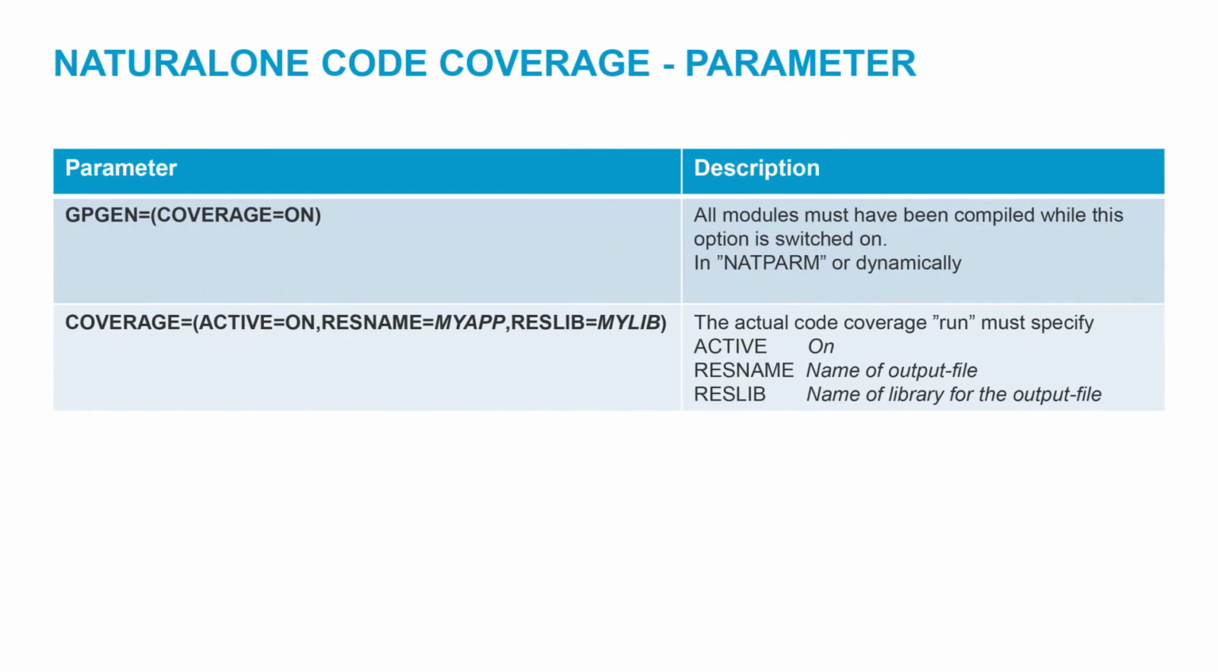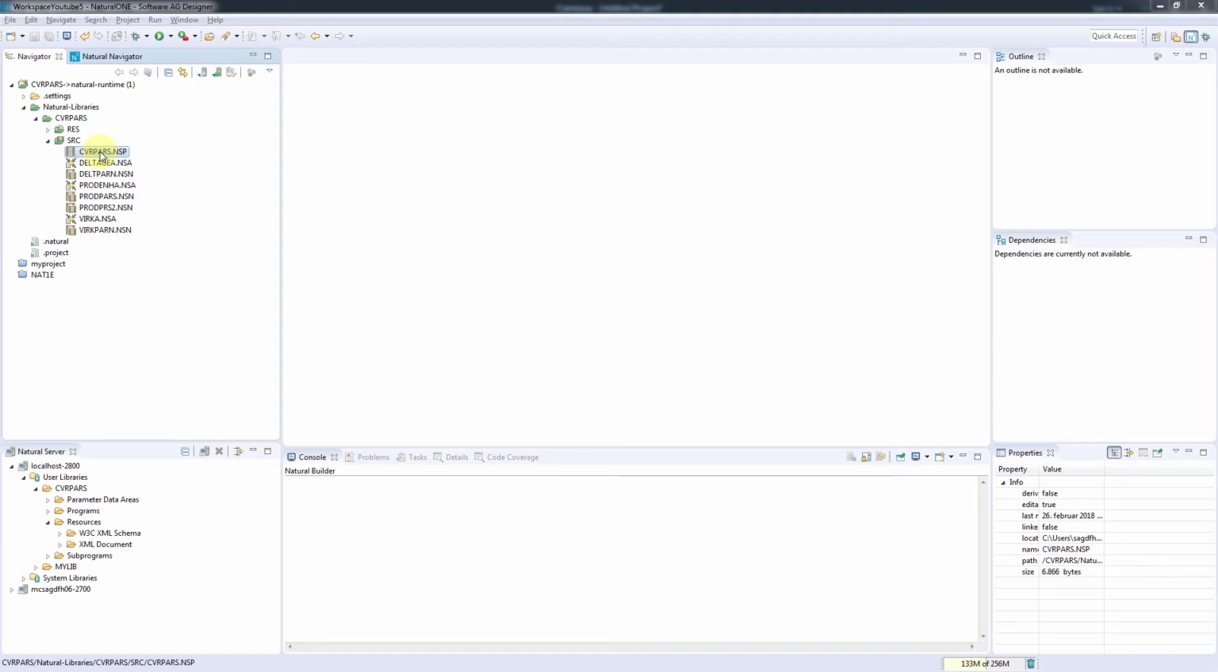One of the prerequisites for running the code coverage analysis is that all the objects have been compiled with the Natural compiler option coverage equals on. So activate now code coverage for this specific compile. When you're sure that all modules have been compiled correctly, you can go ahead and run the analysis.